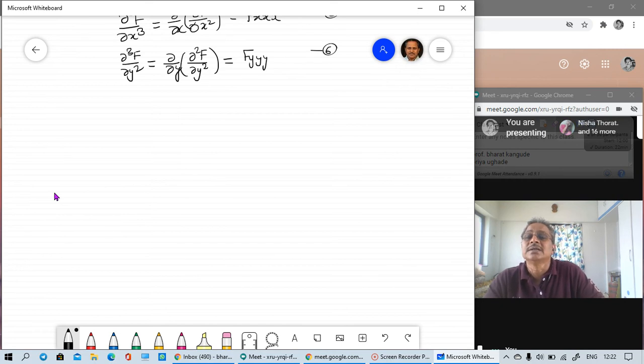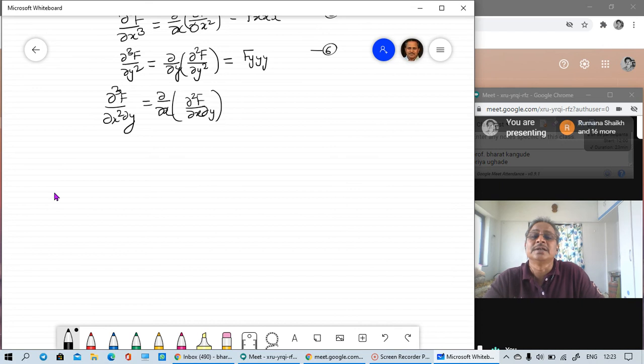I write this as ∂³f divided by ∂x² ∂y is equal to, this is ∂/∂x of ∂²f upon ∂x ∂y. See the order. And this is written as f, first of all we take this derivative, that's why y here, then we take with this, that's why x, and the third time we are taking this, therefore it is fyxx.